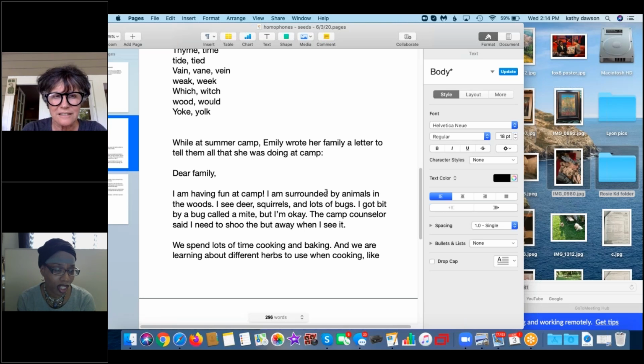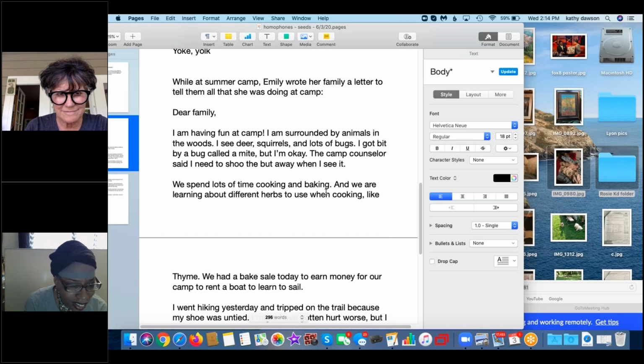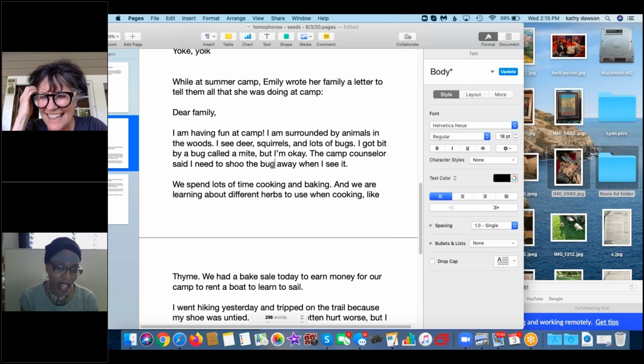Exactly. Right. Dear family, I am having fun at camp. I am surrounded by animals in the woods. I see deer, squirrels, and lots of bugs. I got bit by a bug called a mite, but I'm okay. The camp counselor said I need to shoo the bug away when I see it.